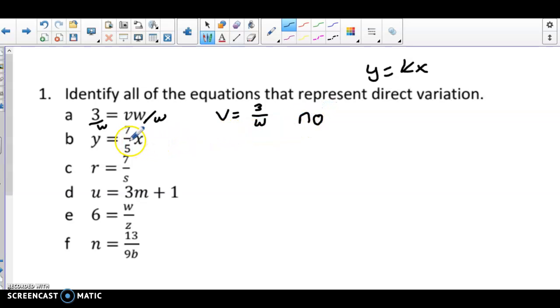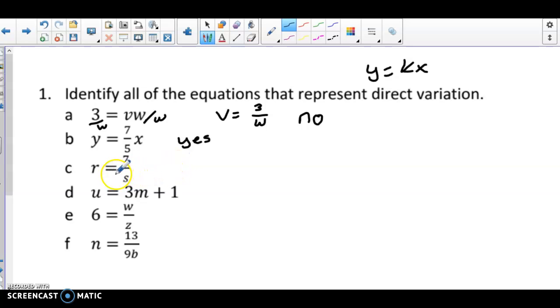Now I'm going to look at B. This one is already in the right form that we want to see. We have y equals a number times x. This fits our equation y equals kx. And if we look, whatever number is here, 7/5, is our k. So yes, it is a direct variation. All we're doing is writing our equation in the form that we want to see to tell if it matches our direct variation.